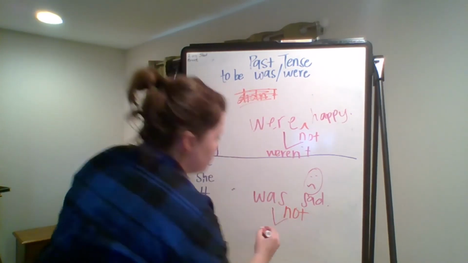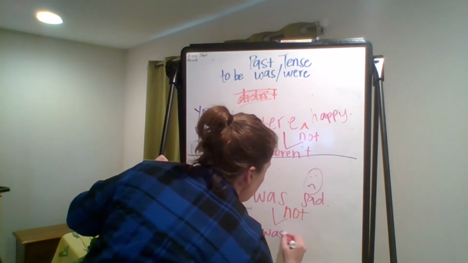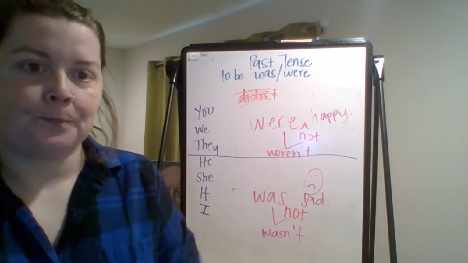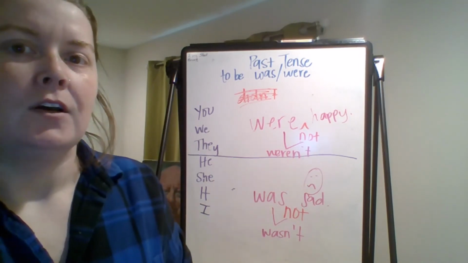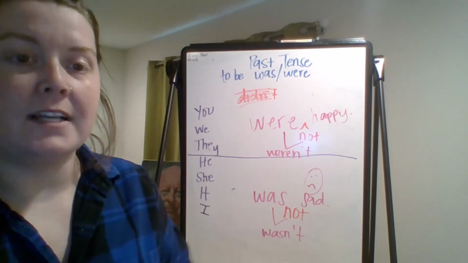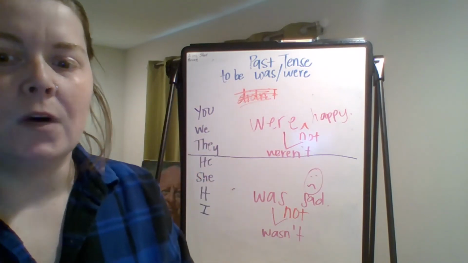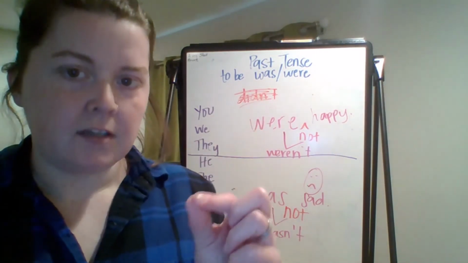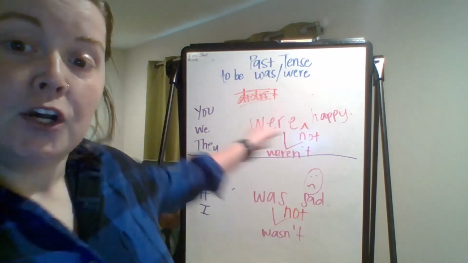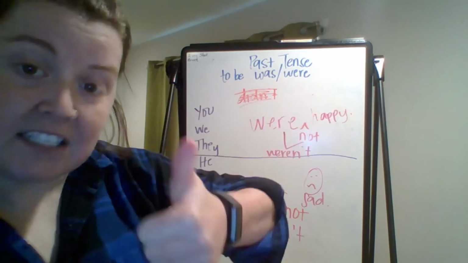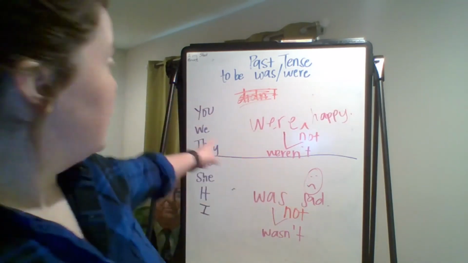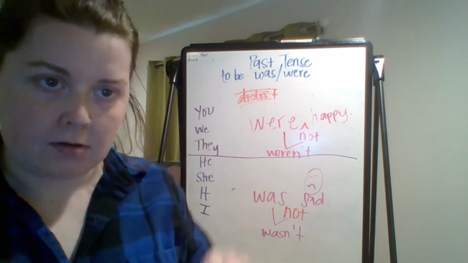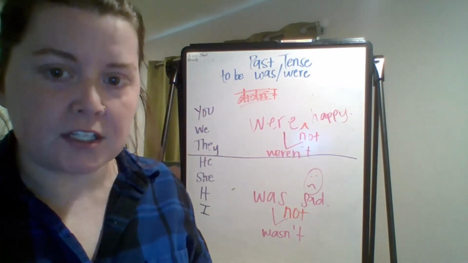Was not, wasn't, wasn't, wasn't. So was not, the contraction is wasn't. Okay, so those are the contractions to make it negative. So you can say you were not happy. That's good. You were not happy. Or you weren't happy. They're both okay. All right. You only need to pick one. You weren't or you were not.